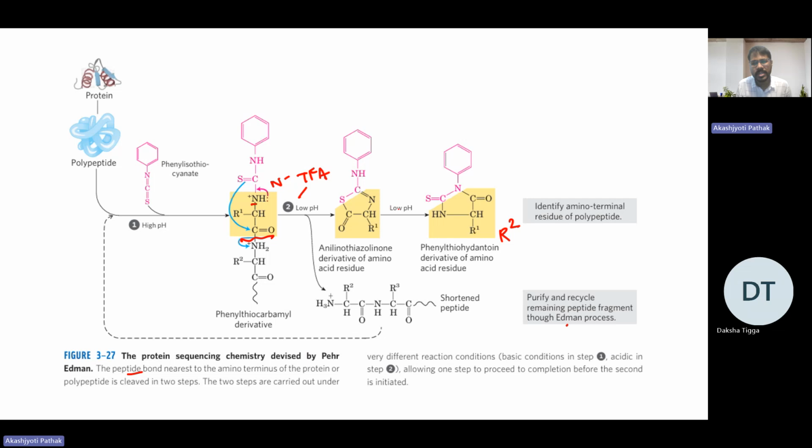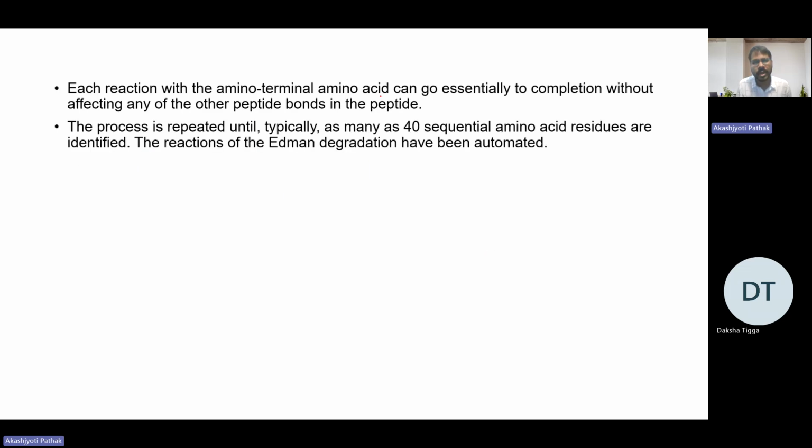So once again, you lower the pH, and this is a more stable derivative, and you can sequence this and identify each amino acid. Okay. So each reaction with the amino terminal amino acid can go essentially to completion without affecting any of the other peptide bonds in the peptide or in the protein. And the process is repeated until typically as many as 40 sequential amino acid residues are identified, and the reactions of the Edman degradation have been automated.